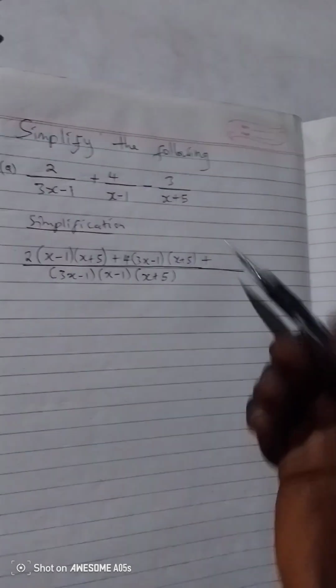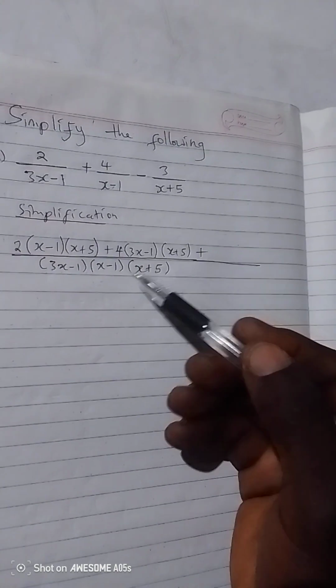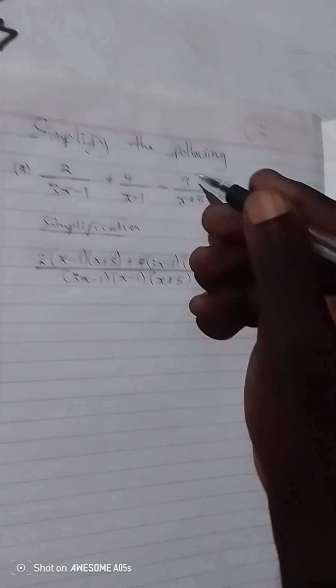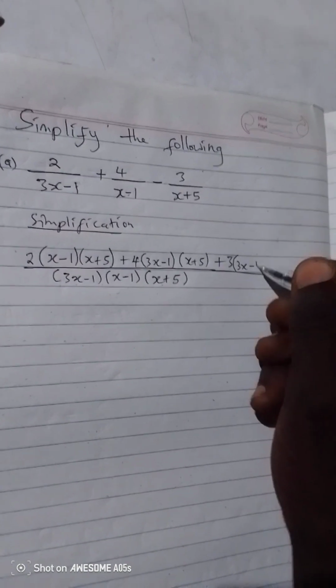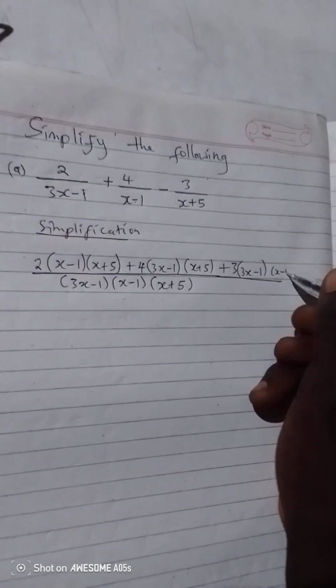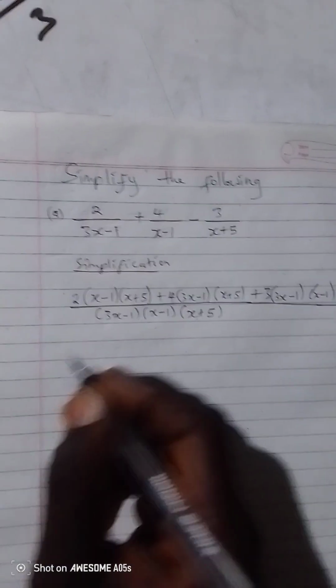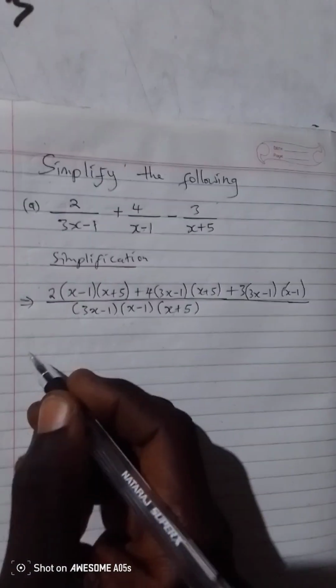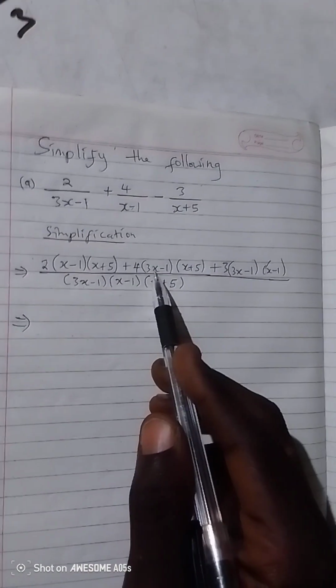Then when we go to the last one, x plus 5 will eliminate itself from here. We remain with the number on top, and then 3x minus 1 and x minus 1. So that is what we are going to have. From here, our next step is to multiply now. This part will multiply itself, this part will multiply itself, and this part will multiply itself.